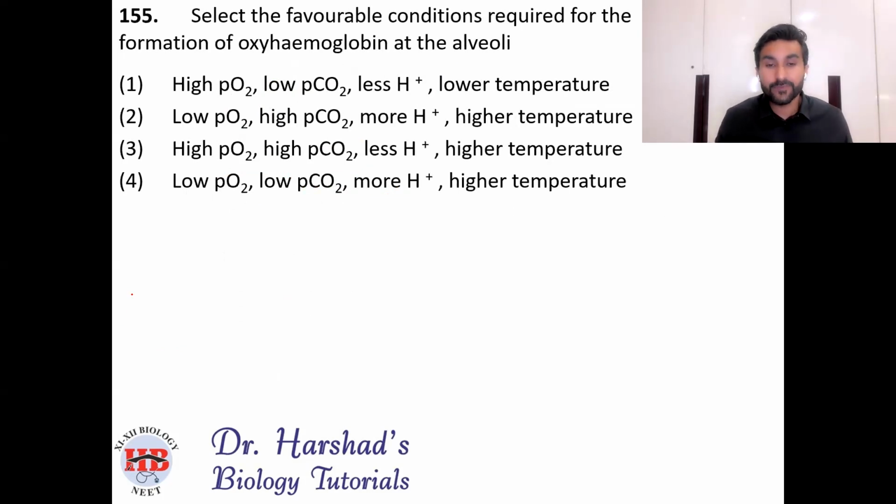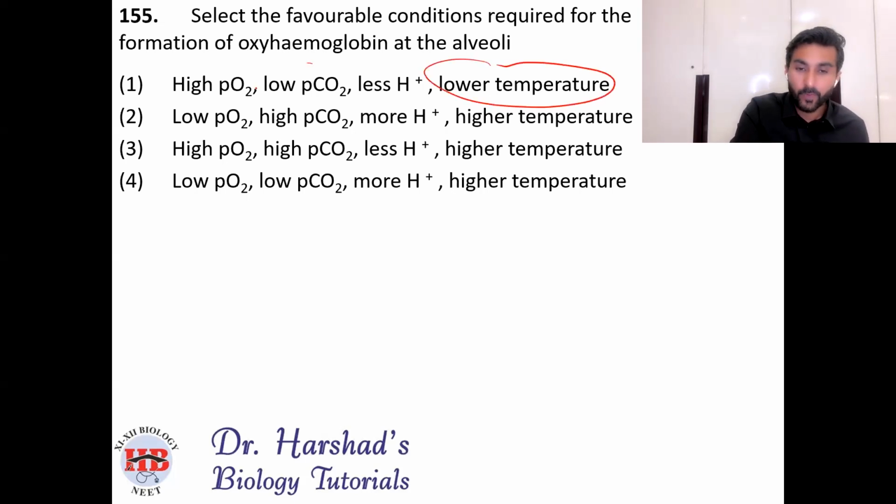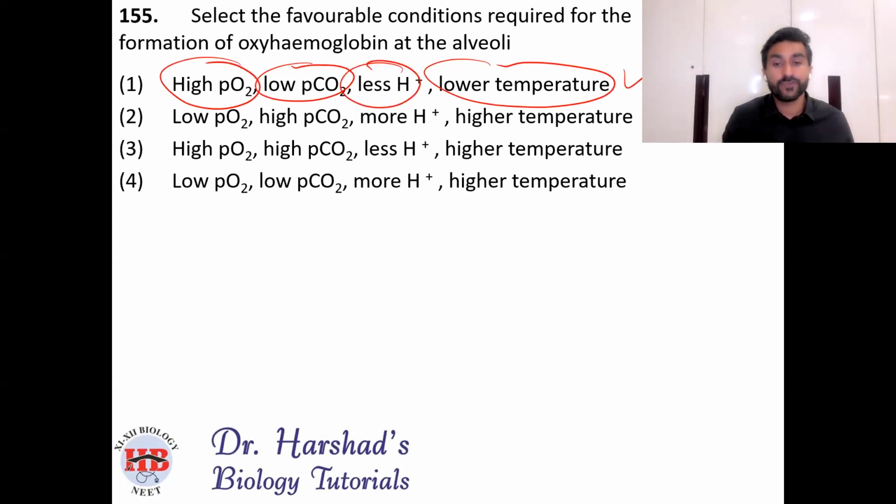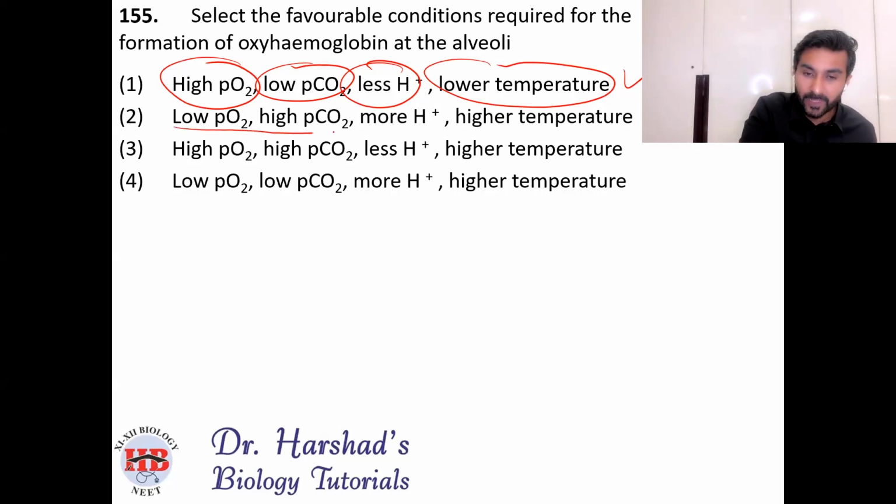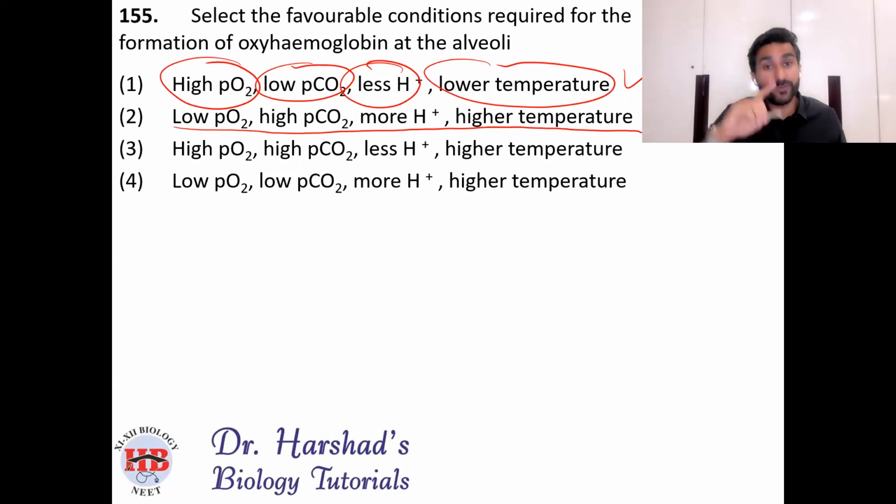Select the favorable condition regarding the formation of oxyhemoglobin in the alveoli. In the alveoli, oxyhemoglobin formation requires high PO2 and low CO2. Automatically, if it is low CO2, the hydrogen would also be less. Of course, even low temperature favors the formation of oxyhemoglobin. So low temperature, low CO2, high O2, and less H plus favor formation of oxyhemoglobin in the alveoli. If they would have asked dissociation of oxyhemoglobin in the tissue, then your answer would have been different. Since they have asked formation of oxyhemoglobin, our answer is option number 1.